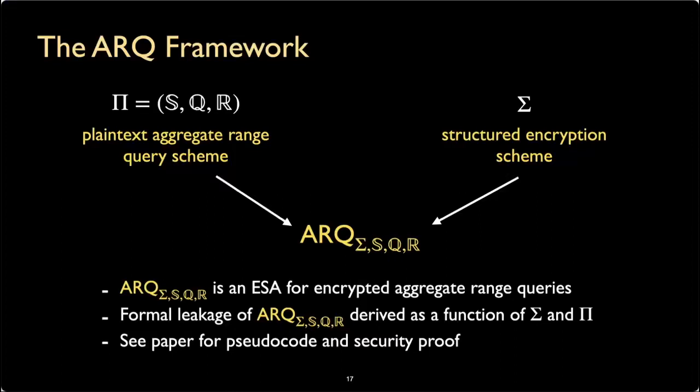Now, a focus of this work is not just to derive new schemes, but also to talk about exactly how we can derive these schemes in such a way that they actually produce reasonably secure schemes. For example, you can pick any plaintext aggregate range query scheme and plug it into this ARC framework. However, as we show in our paper, some plaintext aggregate range query schemes actually are more secure when you put them in this framework in comparison to other equivalent schemes.